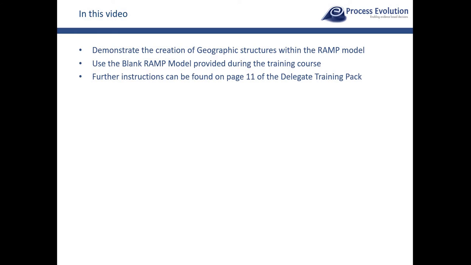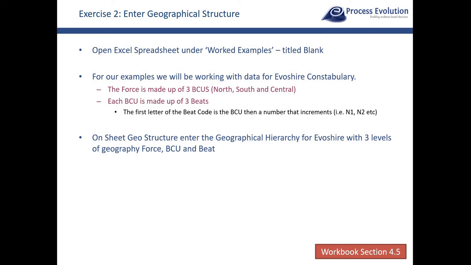Just in terms of how we're going to do this, the ramp model that we're going to use is the blank model, which will either be provided in the training course that you've done or would have been shipped with the software. For further instructions in terms of how this is done or any of the details around it, please consult your delegate training pack. In this instance, page 11 has the exercise we're going to go through. So, exercise 2, entering geographical structures.